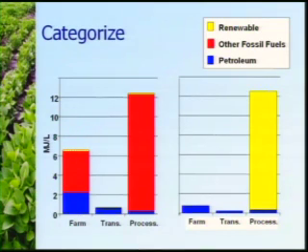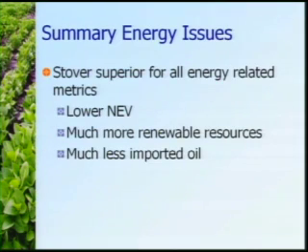So if we compare, this is corn again versus stover, there's less total energy used for the stover, a lot more of it's renewable, but there is still some petroleum and fossil fuels that are used. But it's looking much different than the corn ethanol. So just to summarize the energy part, lower NEVs for stover, many more use of renewable energy because we're burning that lignin and syrups, and it also uses much less imported oil. And so there are some real benefits to stover versus corn from an energy standpoint.